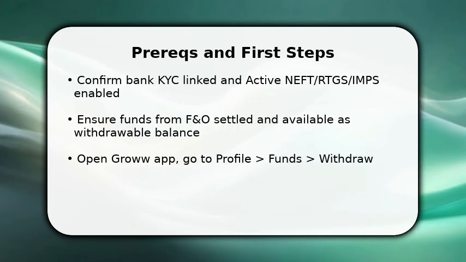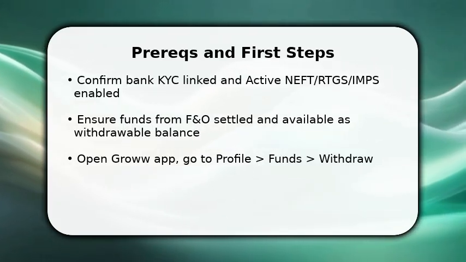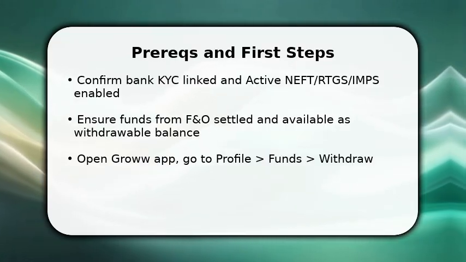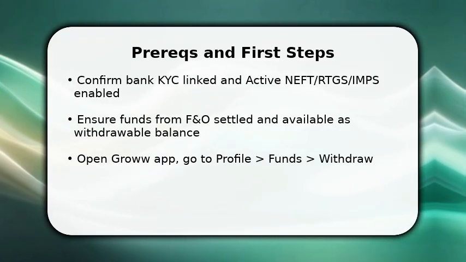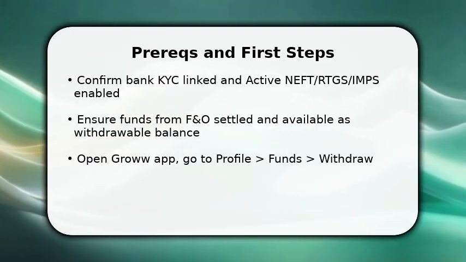You start by confirming essentials. Your bank KYC must be linked and active, and the settlement cycle for F&O positions completed so the amount is withdrawable. Once done, open the Groww app and navigate to Profile, then Funds, then Withdraw.